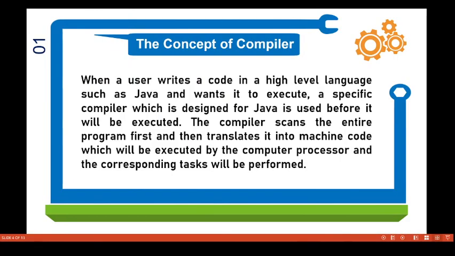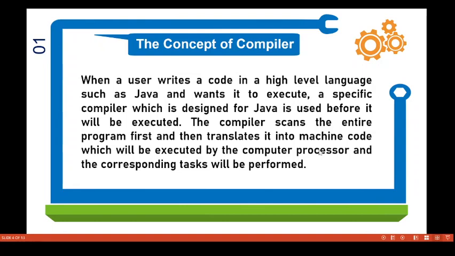Let's begin with number 1, which is the concept of compiler. What is a compiler? In short, a compiler is a system software that is used to translate a high-level programming language into a low-level programming language, which is a machine language. So when a user writes code in a high-level language such as Java and wants it to be executed, a specific compiler designed for Java is used before it will be executed.